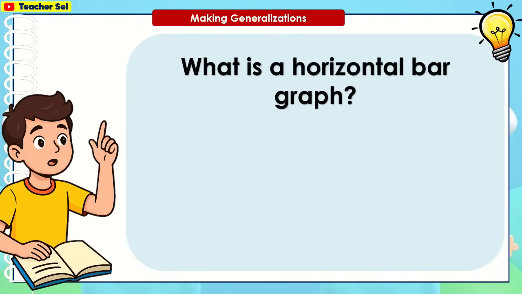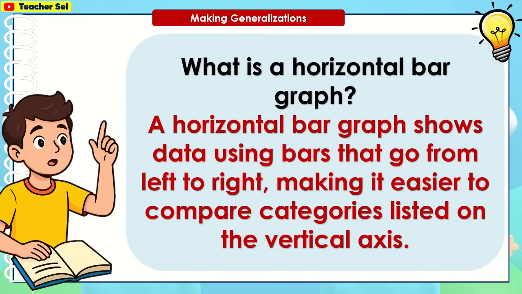What is a horizontal bar graph? A horizontal bar graph shows data using bars that go from left to right, making it easier to compare categories listed on the vertical axis.